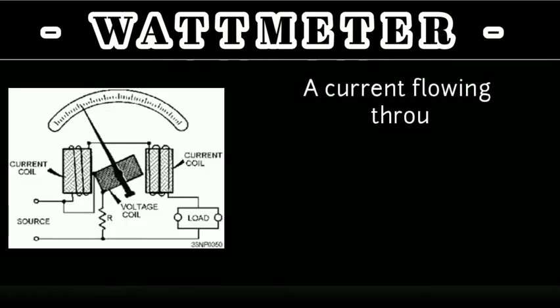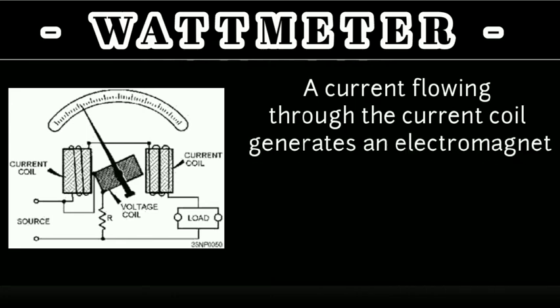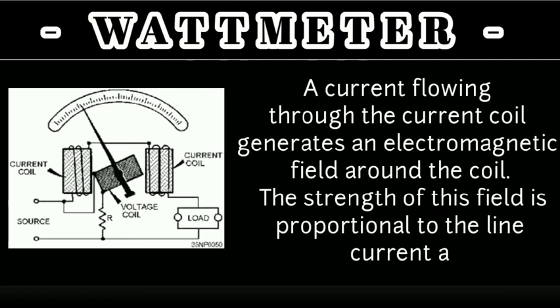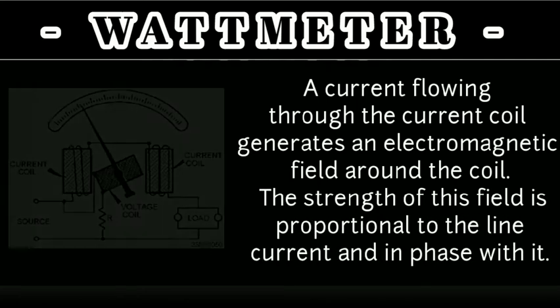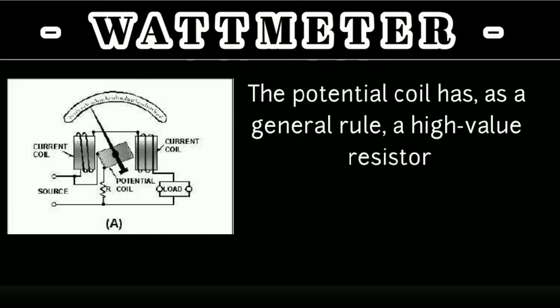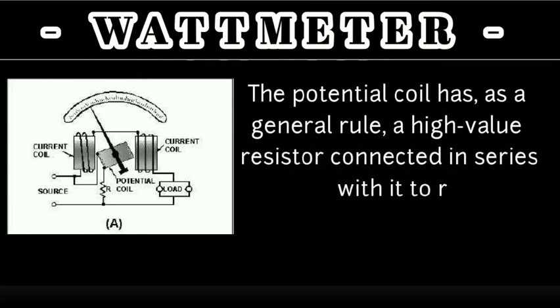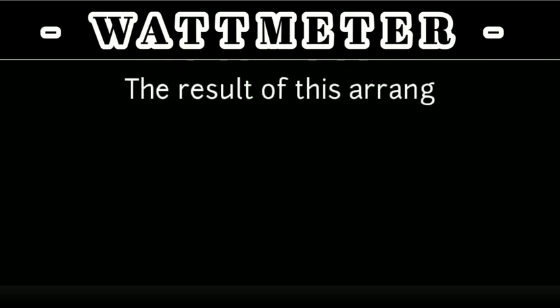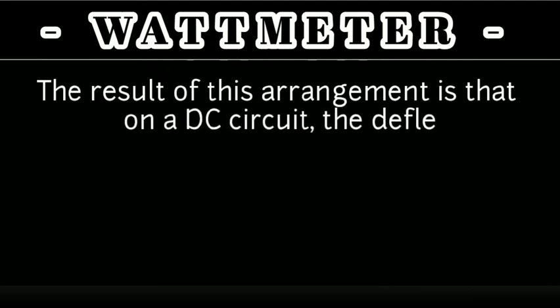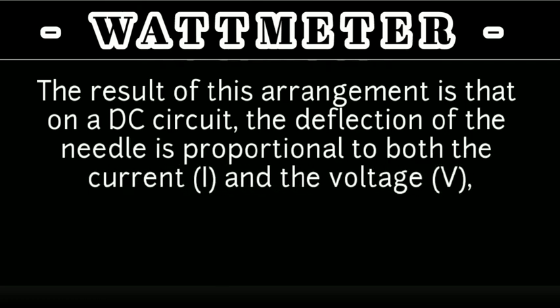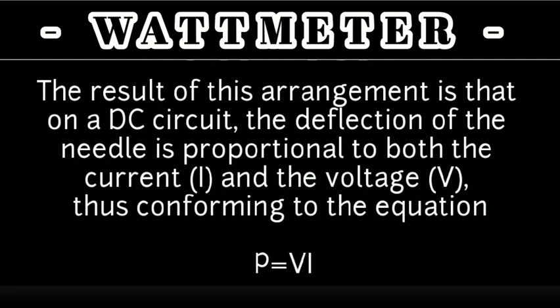A current flowing through the current coil generates an electromagnetic field around the coil. The strength of this field is proportional to the line current and in phase with it. The potential coil has, as a general rule, a high-value resistor connected in series with it to reduce the current that flows through it. The result of this arrangement is that on a DC circuit, the deflection of the needle is proportional to both the current, I, and the voltage, V, thus conforming to the equation P equals VI.